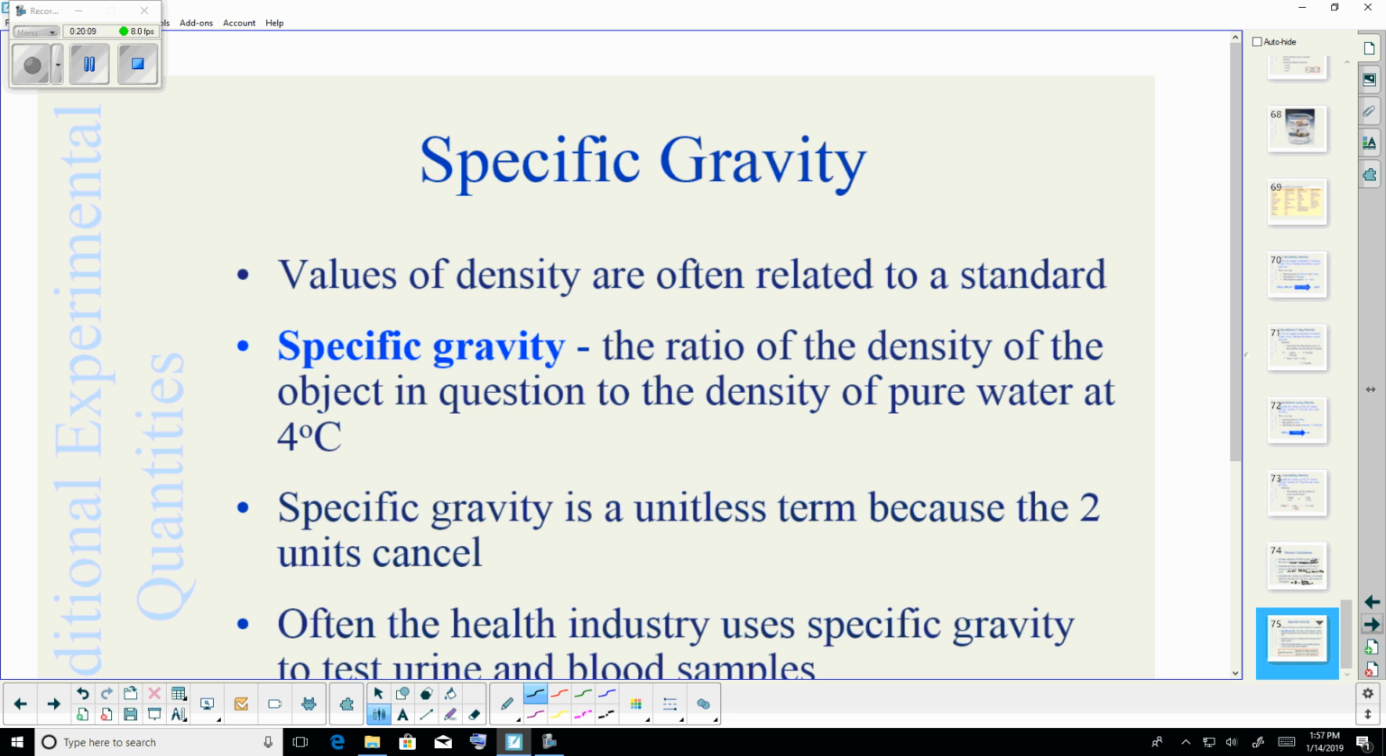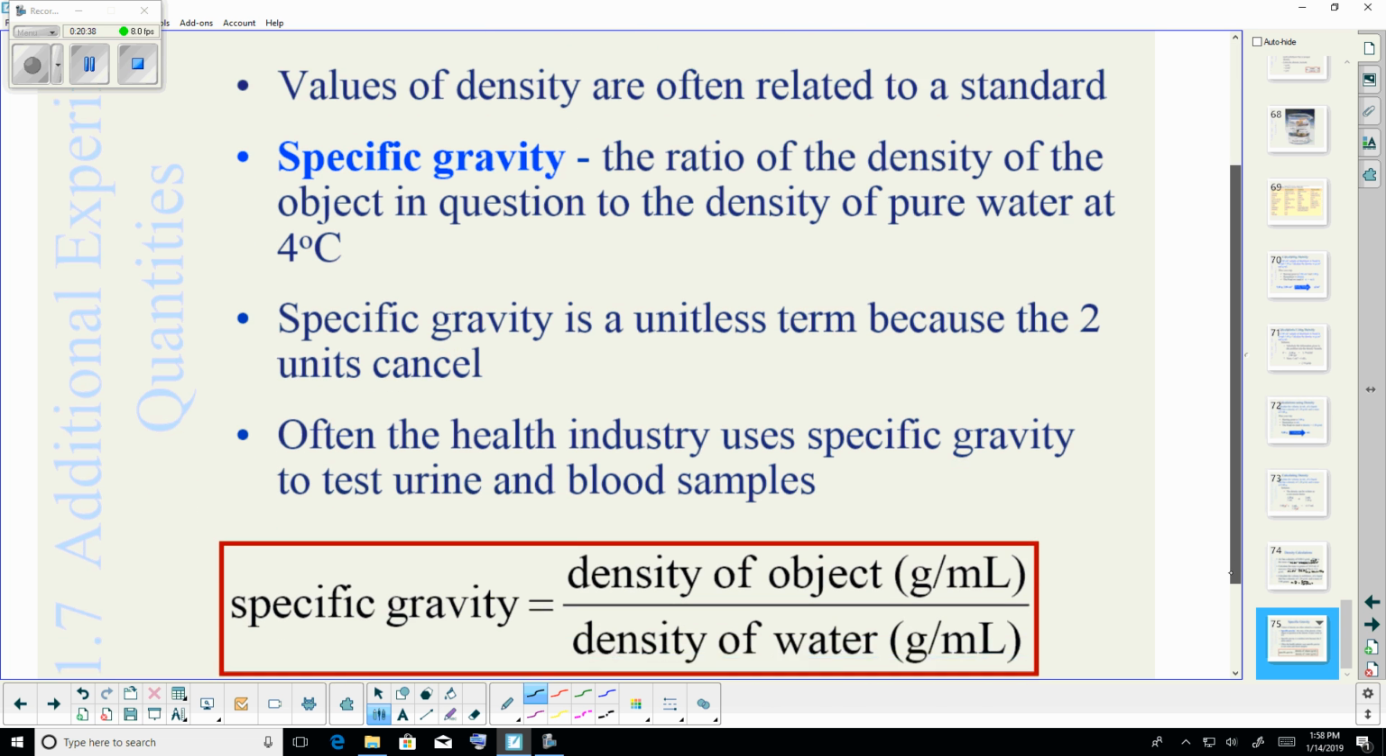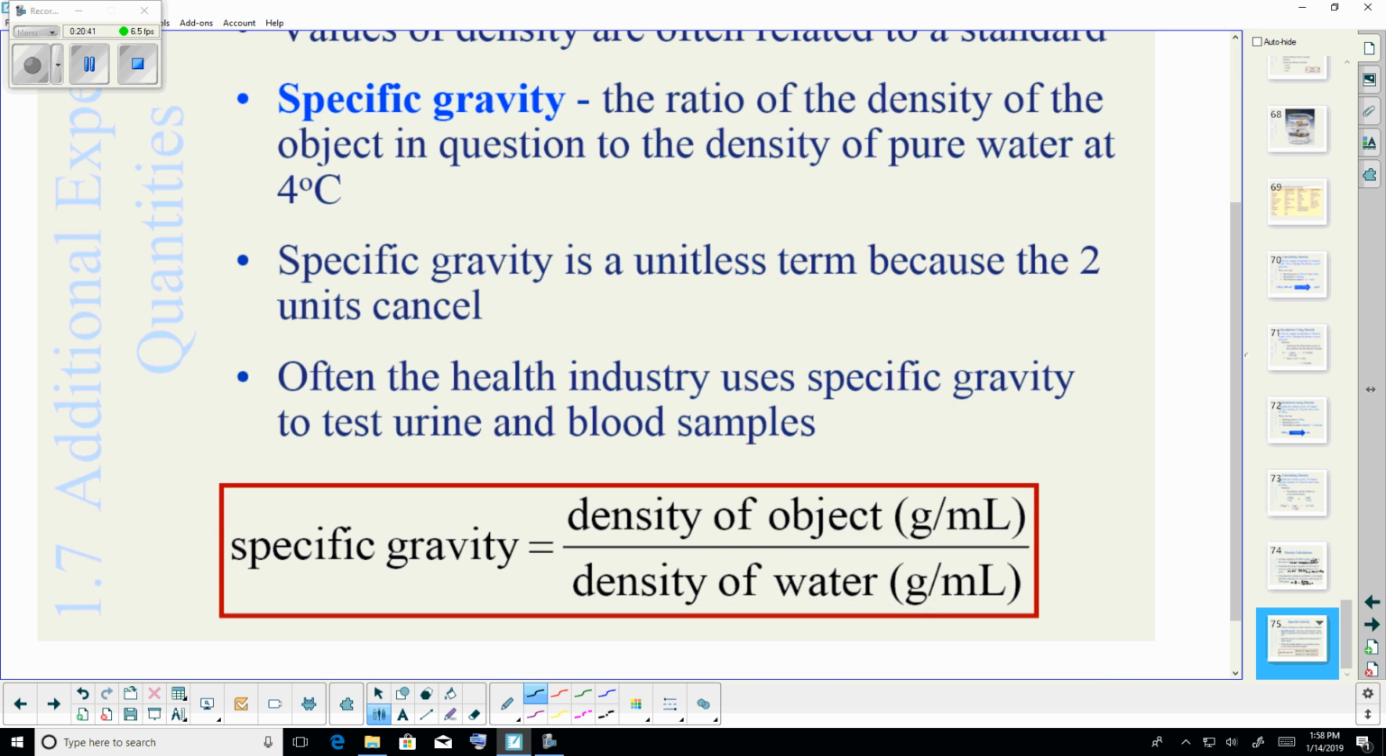So let's say in the previous problem, mercury was 13.6 grams per milliliter. To compare it, I would divide it by the density of water, 1.0 grams per milliliter. So I end up with what? 13.6. No units. The grams per milliliter cancel. So specific gravity is a unitless term because the 2 units cancel. So it's the same number, there's just no units.